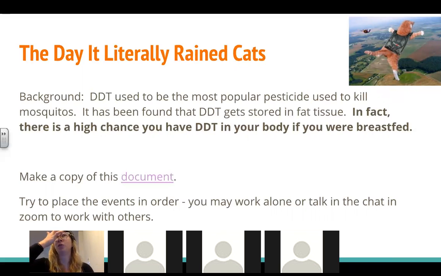In fact, there are a few famous pictures of people standing there, and you can just see clouds of this stuff floating around in the air. Which seems kind of gross, but people were like, oh well, it's killing mosquitoes. Who cares? So then we found out that DDT actually gets stored in fat tissue.